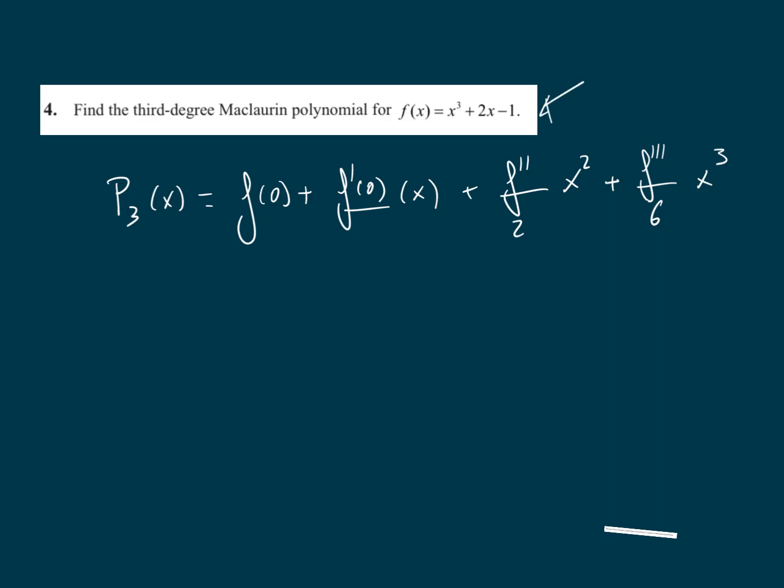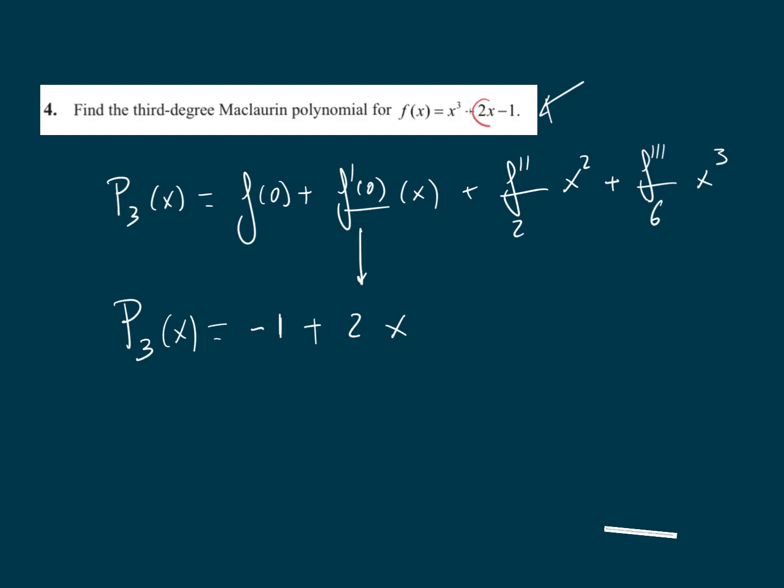Okay, so the function is here. This is a polynomial, x cubed plus 2x minus 1. So the third degree Maclaurin polynomial is the function. What is the function? f of 0 is minus 1, plus f prime of 0, which should be 2, multiplied by x.